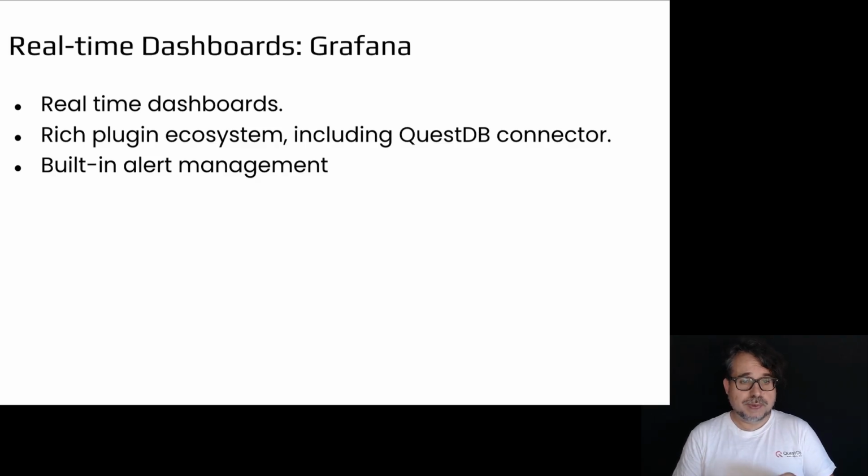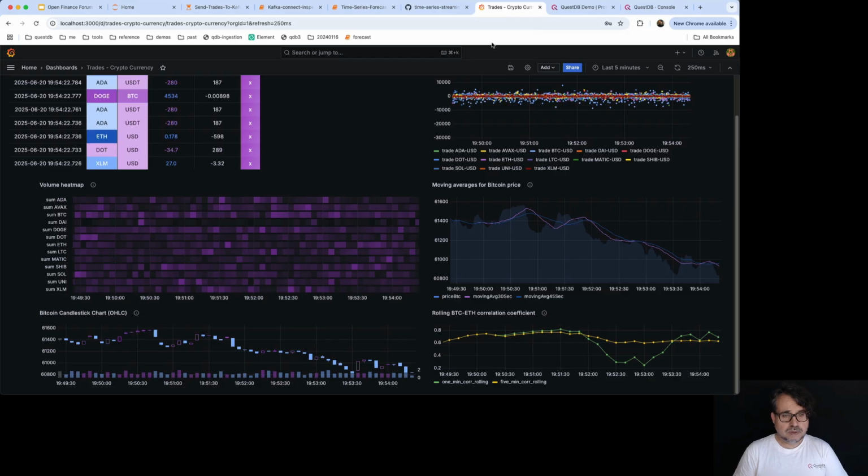Other tools are built for batch analytics and then they adopted real time, but Grafana from day one was developed as a real-time dashboard, and you can really notice it's very easy to work with real time in Grafana. It has a lot of connectors, including of course a connector for QuestDB, and if you want, you can just configure alerts on any metrics. Let me show you for a second how you can work with Grafana.